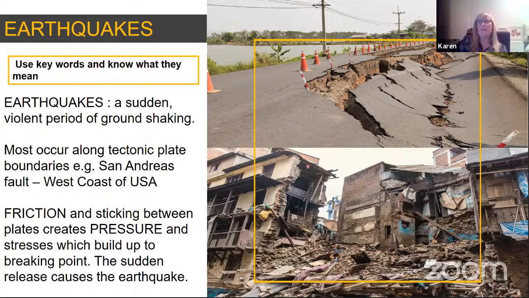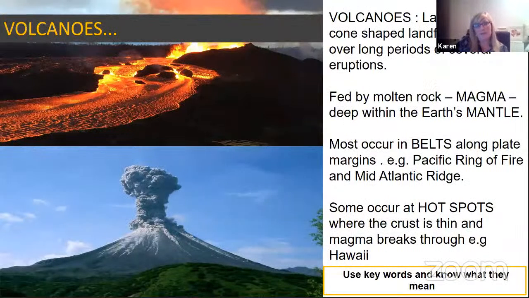Okay. And then we have volcanoes. Volcanoes are large, often cone-shaped landforms formed over long periods of several eruptions. They're fed by molten rock, magma, deep within the Earth's mantle. Most occur in belts along plate margins, for example, the Pacific Ring of Fire and the Mid-Atlantic Ridge, and some occur at hotspots where the crust is thin and magma breaks through, for example, Hawaii. Again, use those keywords and know what they mean.